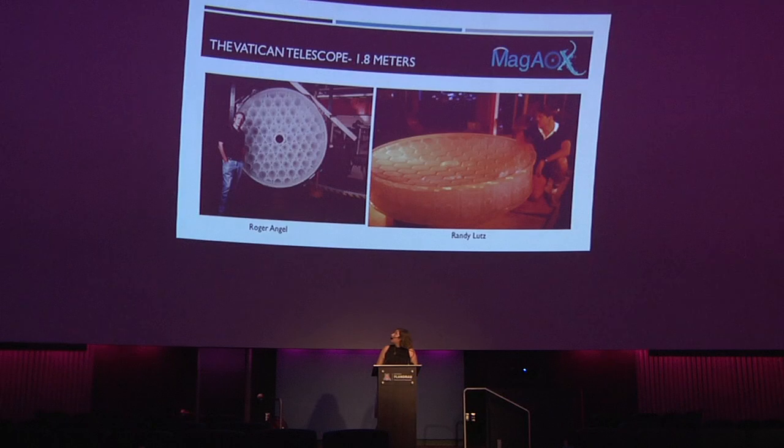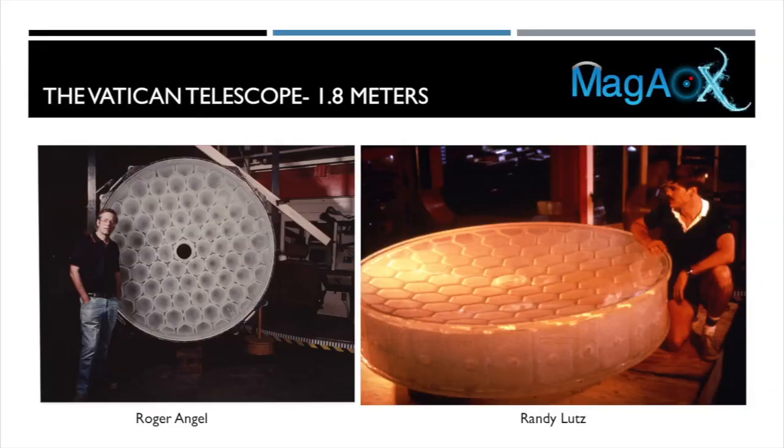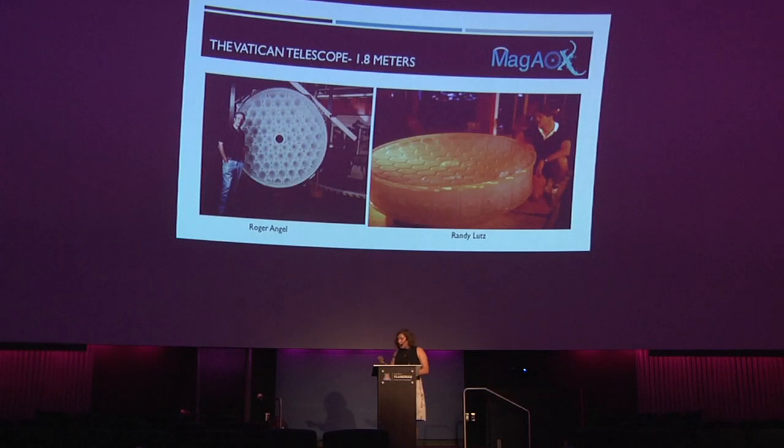And so this is a picture of the Vatican telescope. On the left, you can see Dr. Roger Angel standing next to it. And you can see all these different cells in the telescope. And so these cells are the hexagonal honeycomb design.